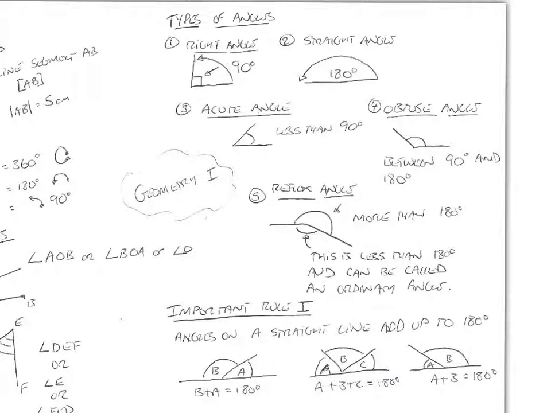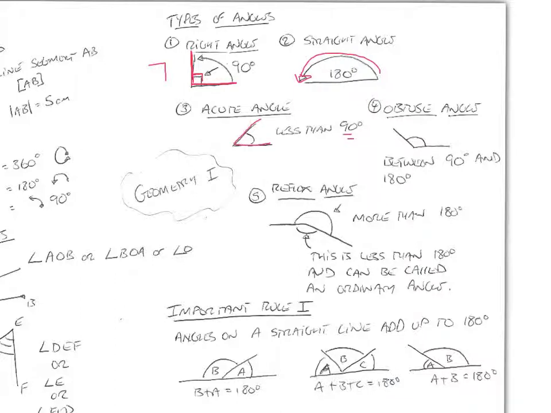Let's look at types of angles. A right angle is derived when we have 2 lines that are perpendicular to each other, or are at 90 degrees to each other. The symbol for a right angle is this symbol here. We have a straight angle, which is 180 degrees. We have angles that are acute, in that they're less than 90 degrees.